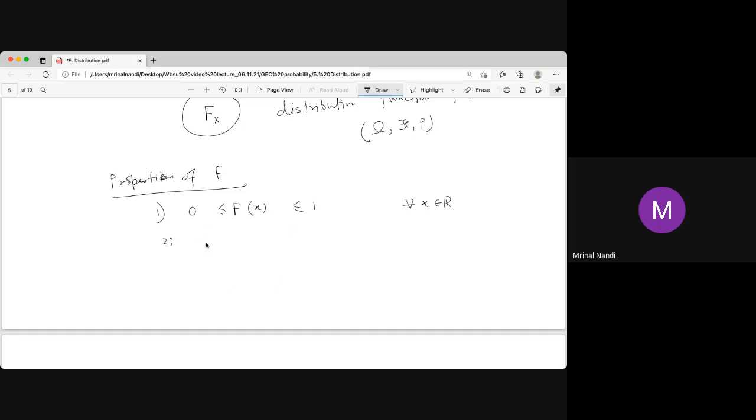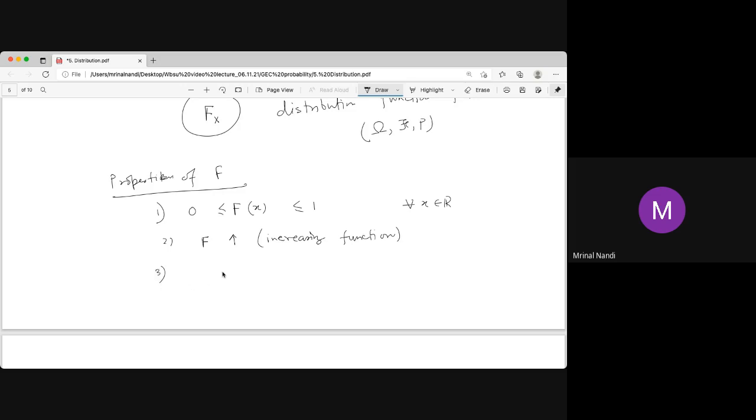Now, the next property is that F must be an increasing function. Obviously, it is an increasing function, clearly from the previous discussion. If b is greater than a, then Fb must be greater than or equal to Fa, because the set is now a superset. As x increases, the set gets larger, so the probability may be equal but cannot be less.